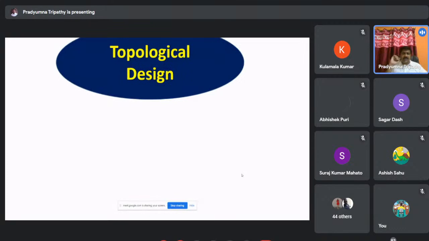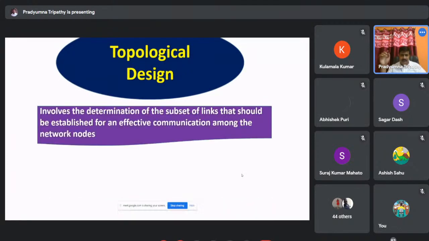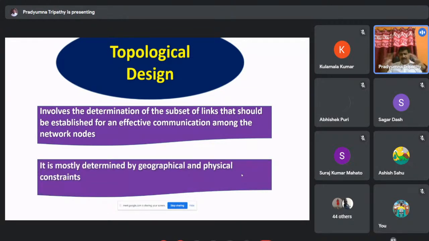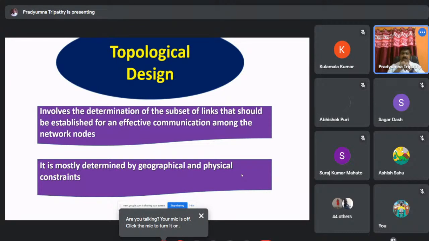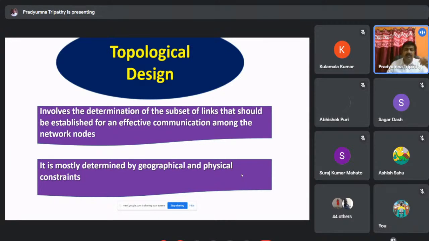Coming to the topological design. The topology means what? The arrangement of these links and the pattern of connecting these nodes and links is the topological design. It involves the determination of the subset of links that should be established for an effective communication among the network nodes. It is mostly determined by geographical and physical constraints.